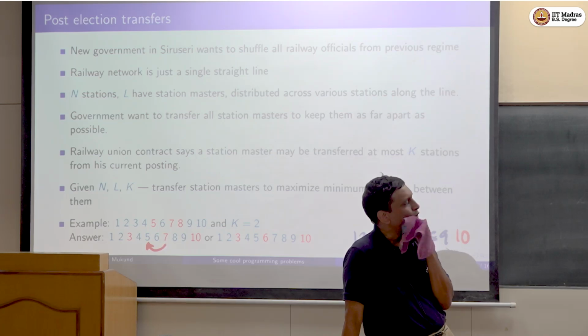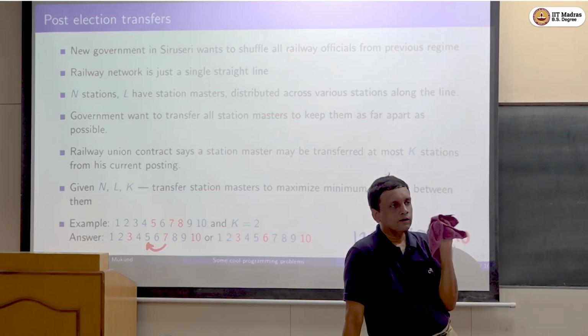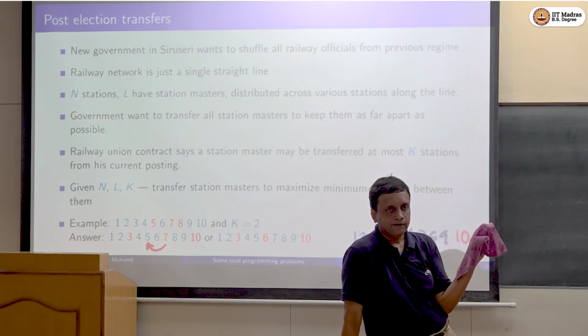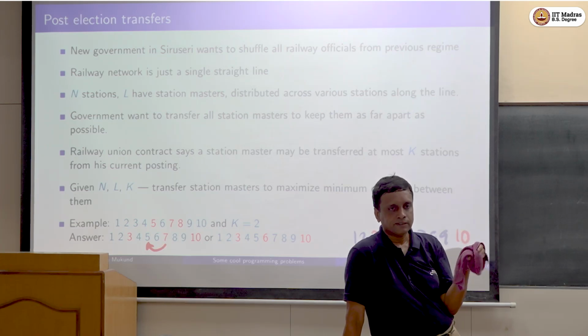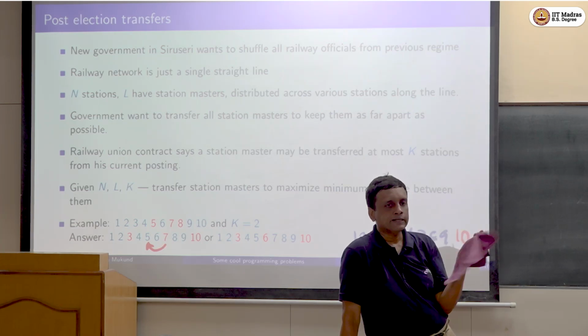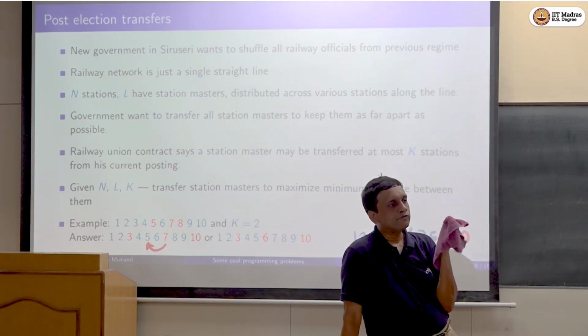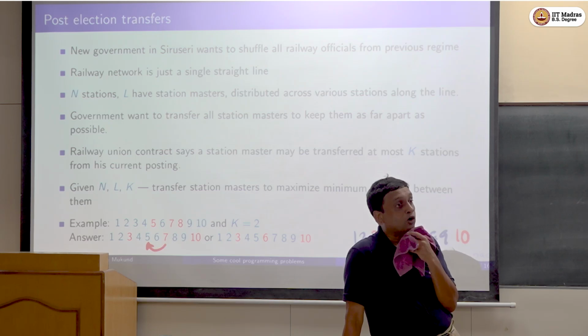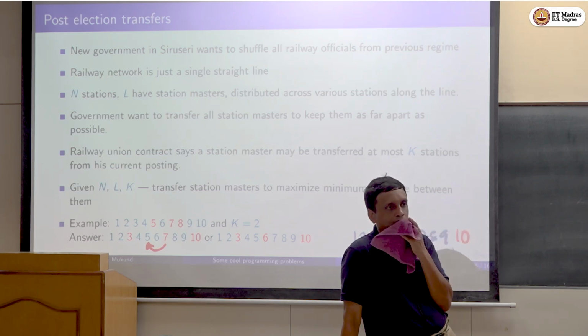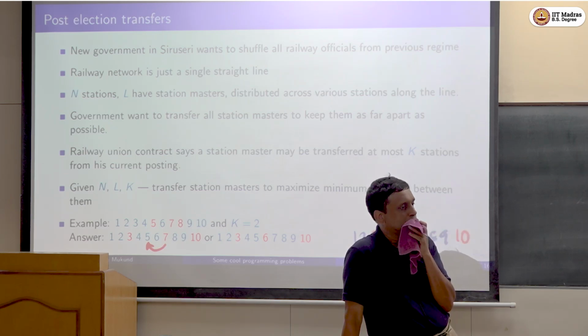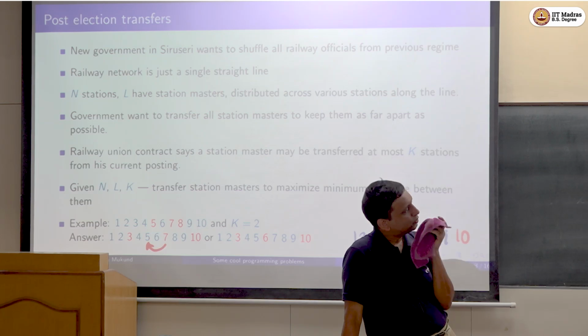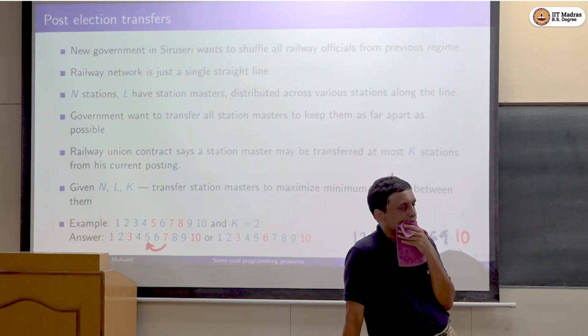So now the problem is you're given all these things. You're told there are n stations, numbered 1 to n. You're told which of them have the station masters, and you're told how much they can move. Your goal is to find out what is the best you can do. No, only one move you're allowed. So in one move, what is the best you can do?